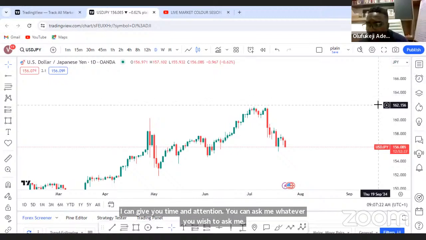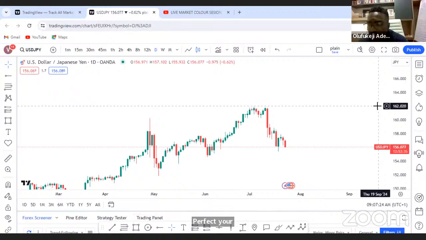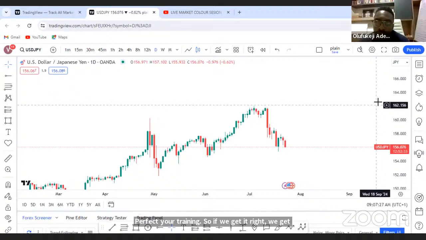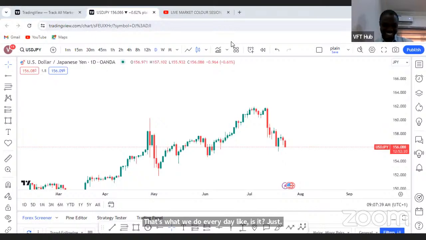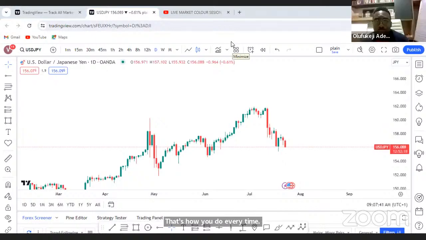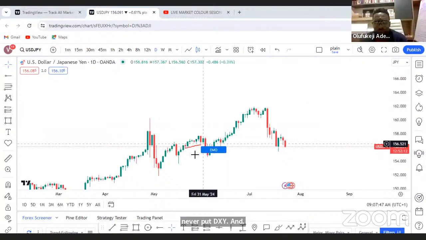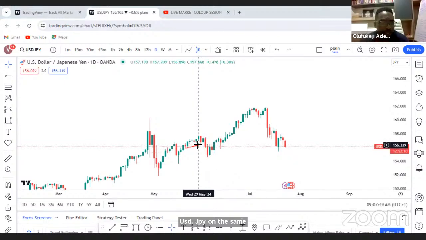So if we get it right, we get sentiment on the JBAS key. I like that, JBAS key. And then look for entries on the related pairs, sir. Yes, that's what we do every time. Whenever we want to get sentiment on the majors, maybe because we have never put DXY and USD JPY on the same chart, but we have even done that. Yeah. So that's it now.